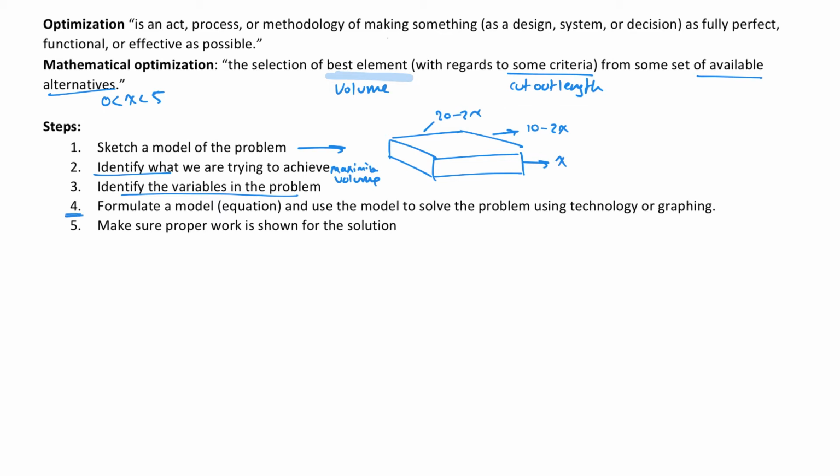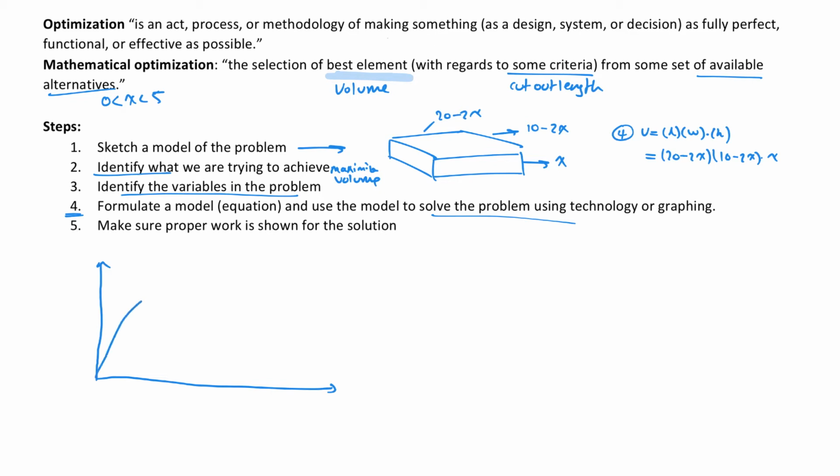Step 4 was to formulate an equation, which was volume is equal to length times width times height, and that was 20 minus 2x multiplied by 10 minus 2x multiplied by x. Then formulate a solution and solve the problem using technology or graphing. To solve it, we graphed it.